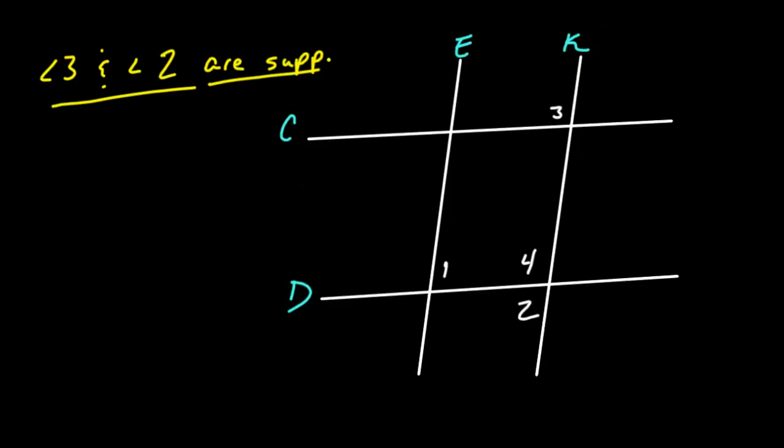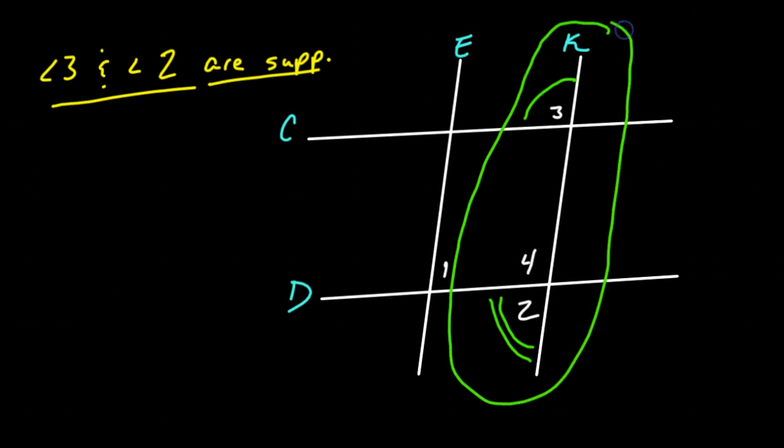All right, so now, we got to switch that 2 again, sorry. Now I'm telling you that angle 3 and angle 2 are supplementary. What can we learn off of that? So we've got angle 3 and angle 2. Immediately we want to figure out which transversal they're on. They share K. So K is my transversal, which means my two parallel lines are going to be C and D. Now angle 3 and angle 2, those are same side exterior angles.